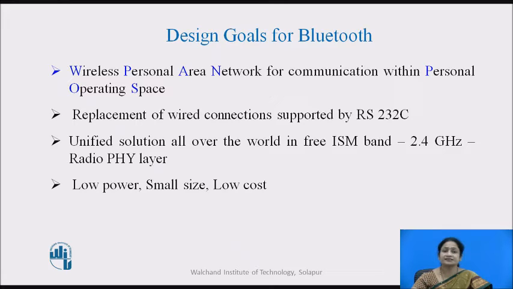Initially, when we wanted to get data from one device to another device, we needed to connect with an RS-232 cable. This is a wireless network formation through which we can transmit data. That's why it is a replacement of wires supported by RS-232 cables. This is a solution available all over the world, and it works in the free band of 2.4 gigahertz radio range, up to the physical layer.